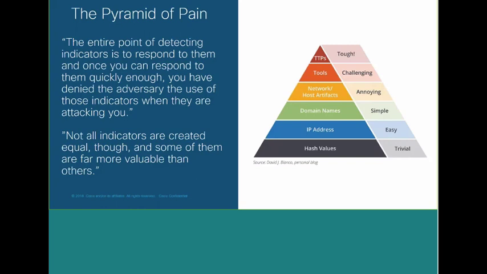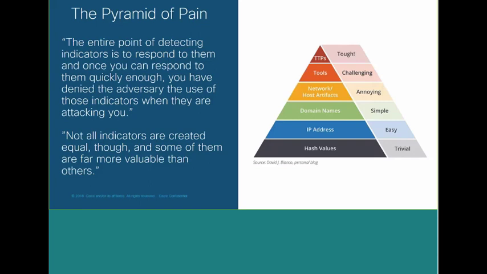Now, this level of difficulty applies both to the attacker's ability to change what you see and what they are using, and also to the defender's ability to successfully block those things. You can block a hash by dragging it over to your block list in Threat Response. You can block an IP address in any firewall very easily.